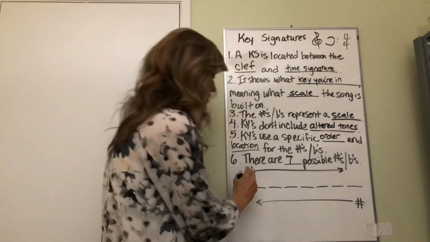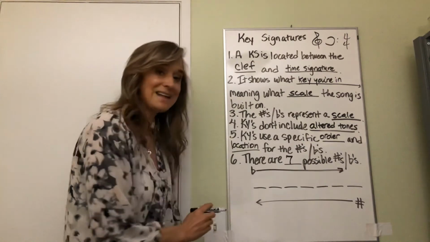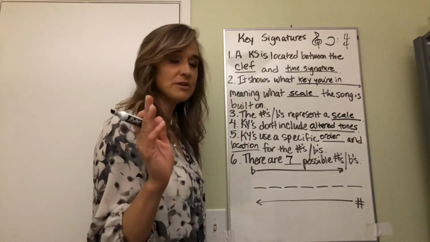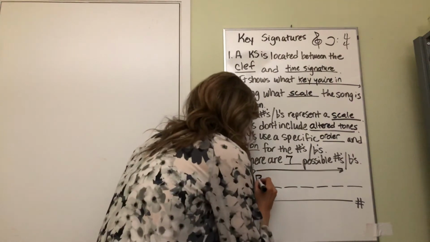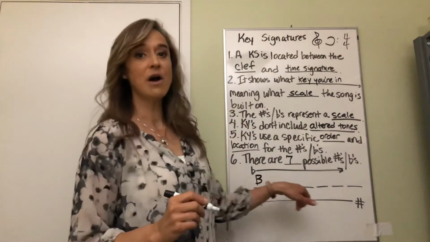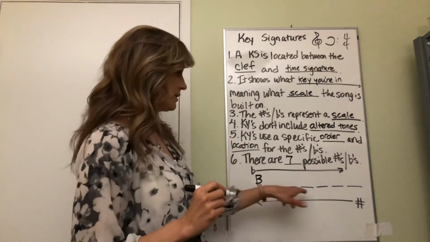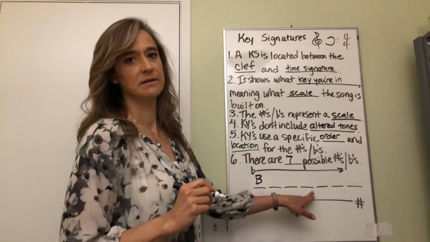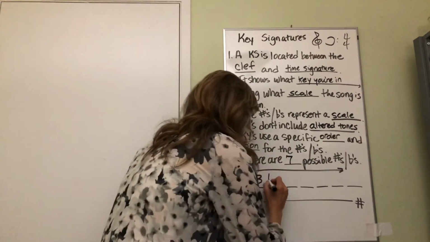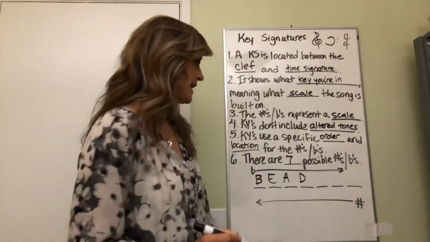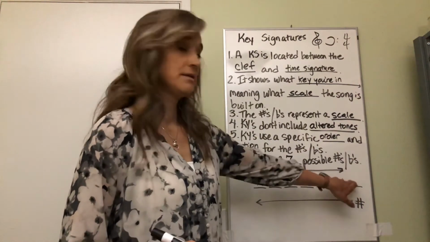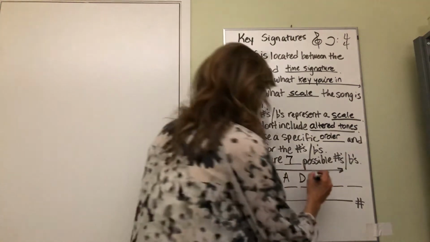So do you remember, starting on the side with the flats, which flat would be first? B flat. And then this spells a word. There's a 4-letter word in here. Do you remember that? It's BEAD. B-E-A-D. Okay, and then the last 3 letters are G-C-F.